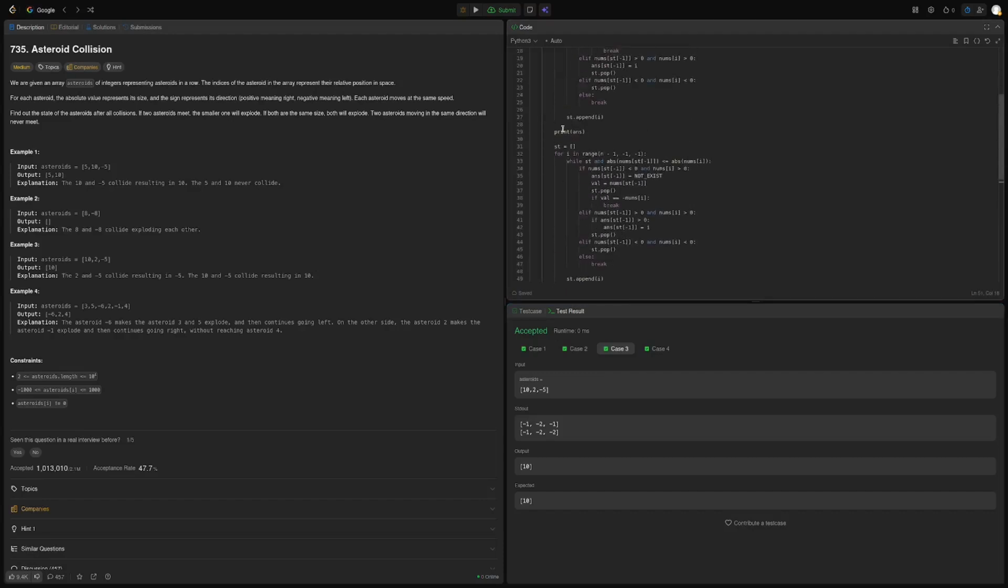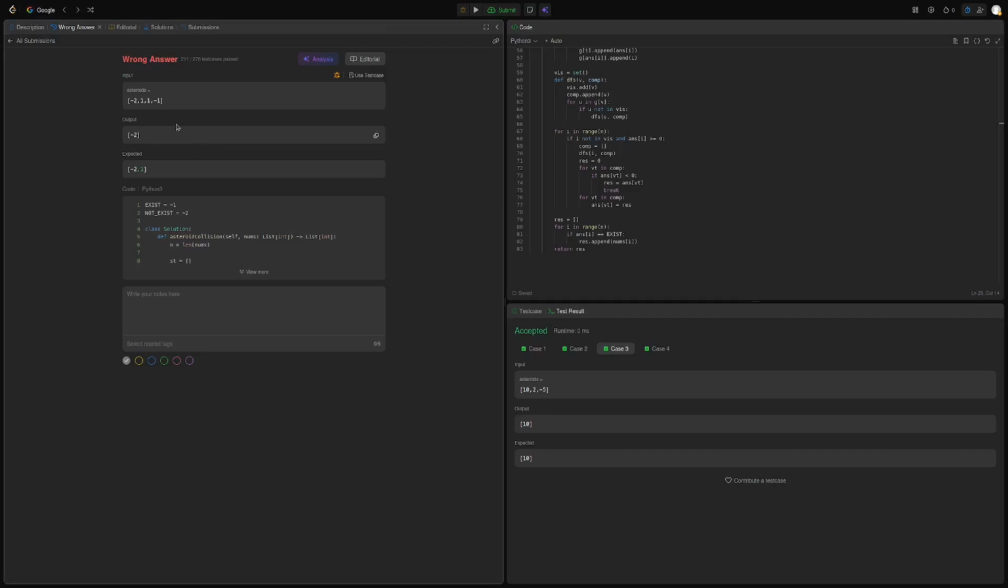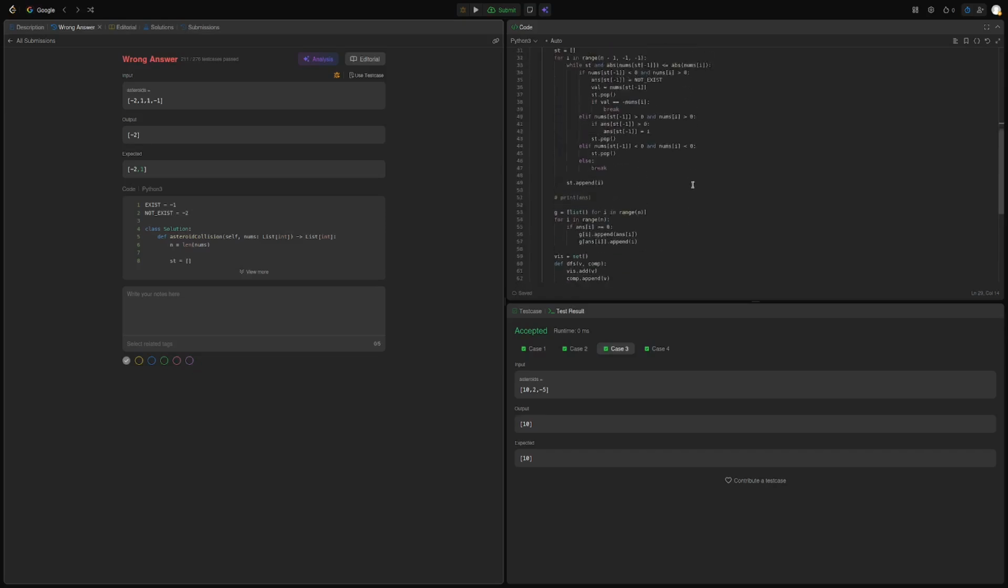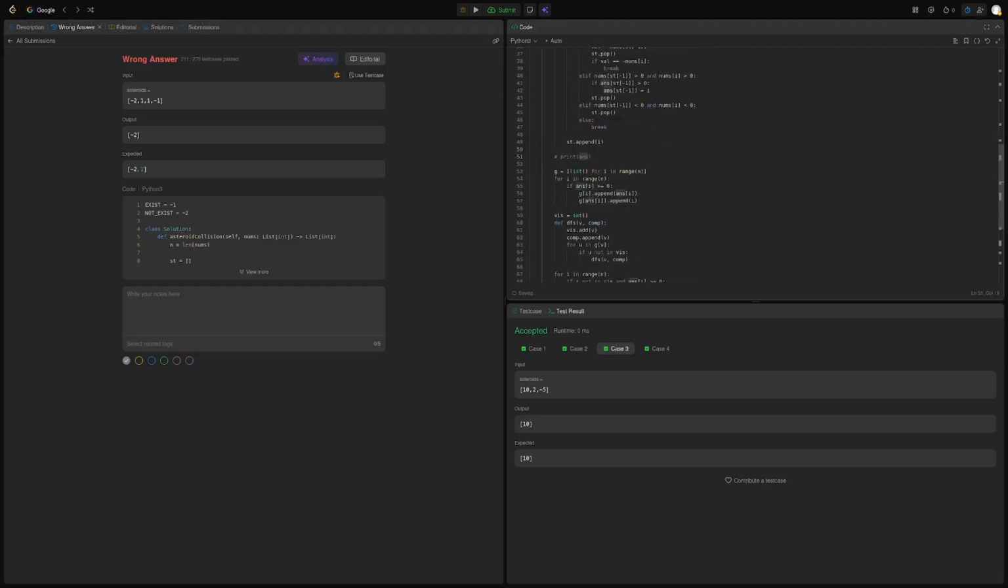Most random code of all time will for sure not work, and the fact that this is a medium problem and I'm struggling means that I'm doing something very wrong. -2 goes to left. Okay, so some ties problem.